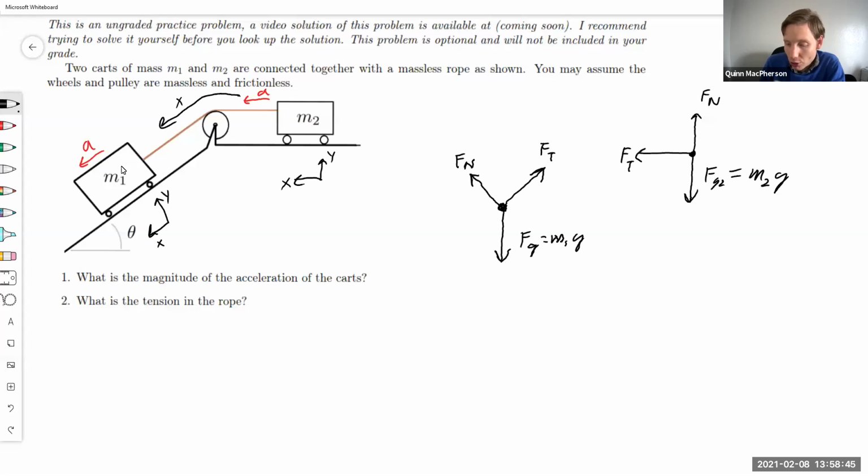Okay, so we can do the sum of forces in the x direction for mass number 1, and we would get plus mg. Let's see, is it going to be sine or cosine? I want the thing that's pulling it down the hill, because down the hill is positive. So I'm going to break up mg into two components. That's the angle. You'll notice that that angle there is the same as that angle there.